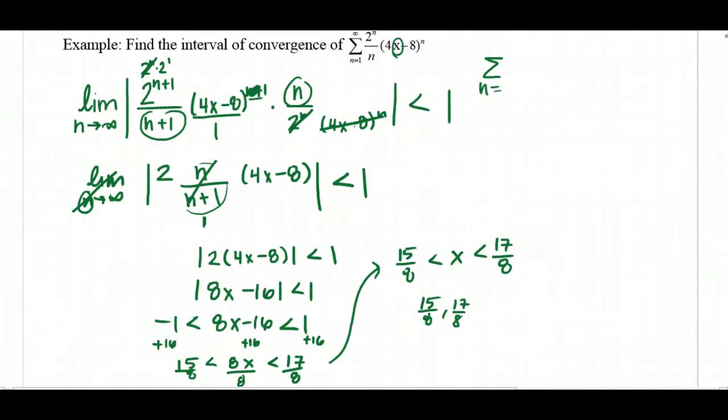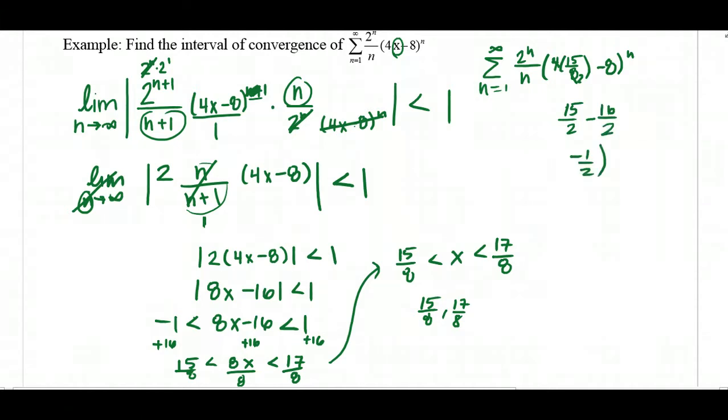So I have the sum from n equals 1 to infinity of 2 to the n over n. And now let's plug in 15 over 8. So 4 times 15 over 8 minus 8, to the n. The 4 will cancel and this will become a 2. Oh, this is ugly. So now we have 15 over 2 minus 16 over 2, if I write a common denominator. So this is negative 1 over 2 to the n, and this is 2 to the n over n.